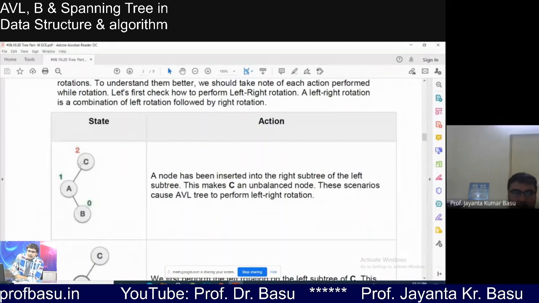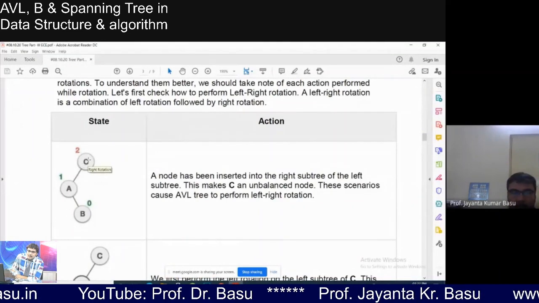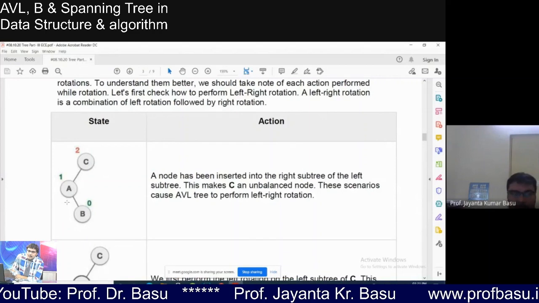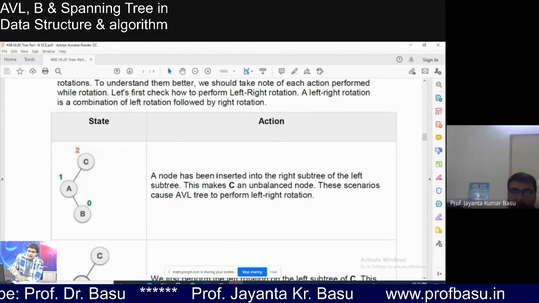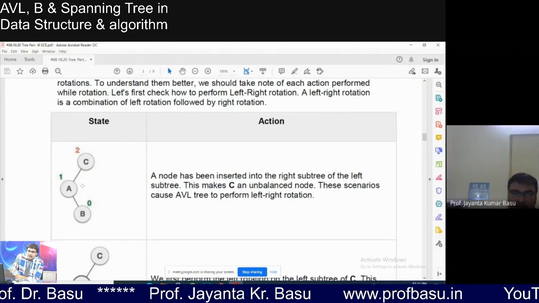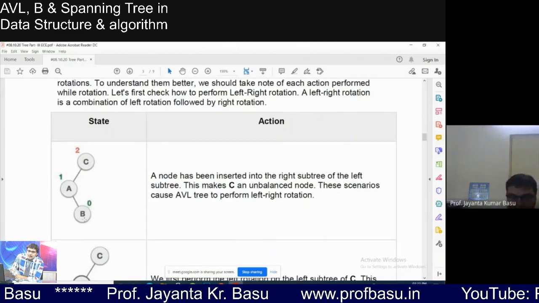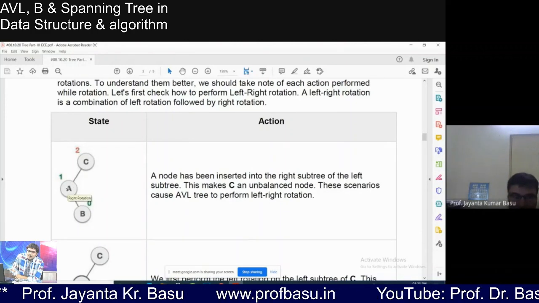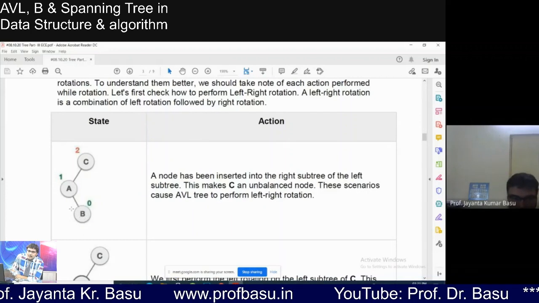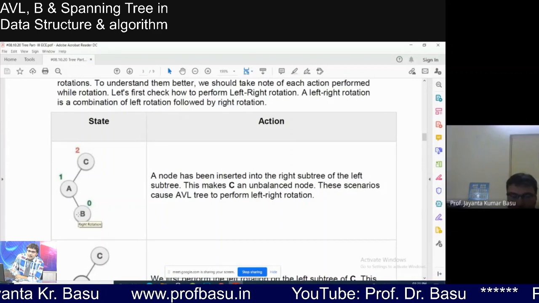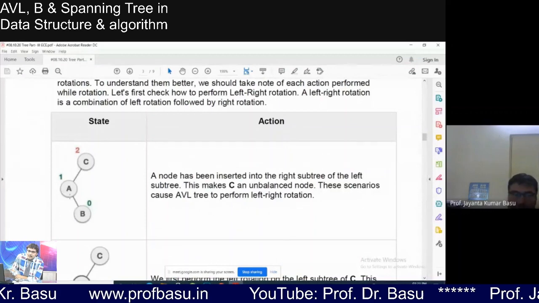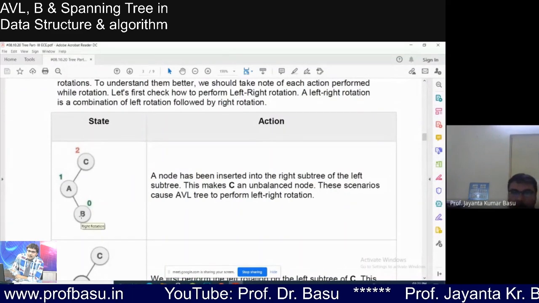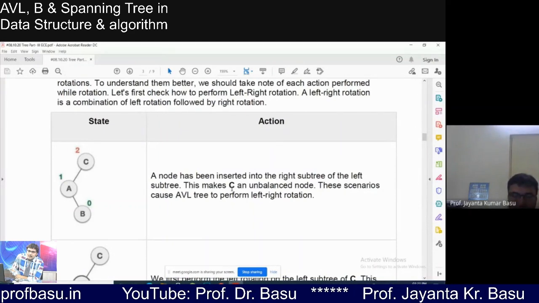Why is C assigned an unbalanced factor? Because the node B has been inserted in the right subtree of the left subtree of C. The left subtree of C is A, and the right subtree of A is B. So B has been inserted in the right subtree of A, of the left subtree of C, right? This makes C an unbalanced node.